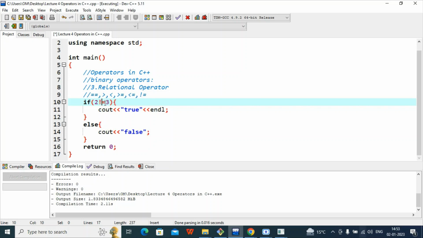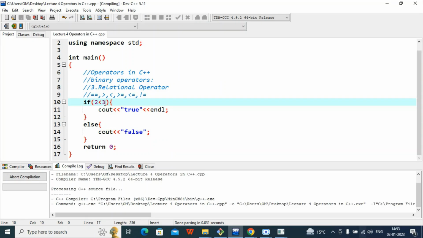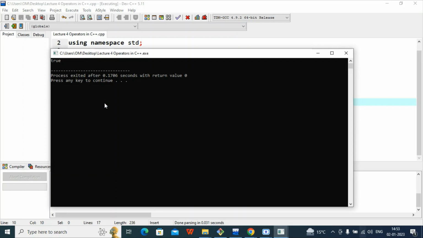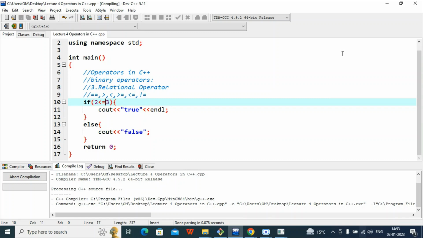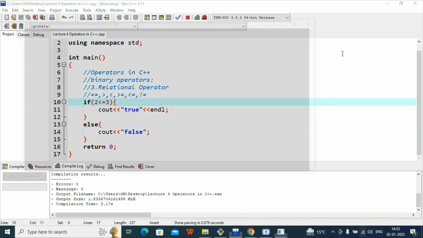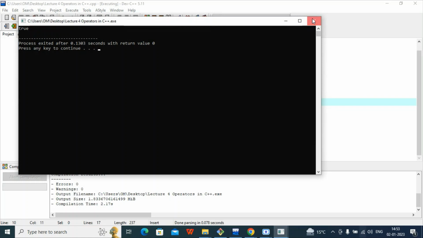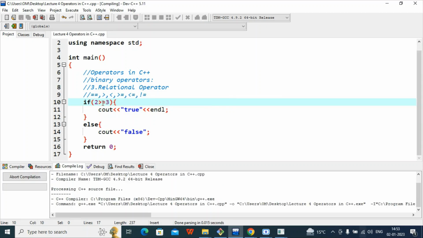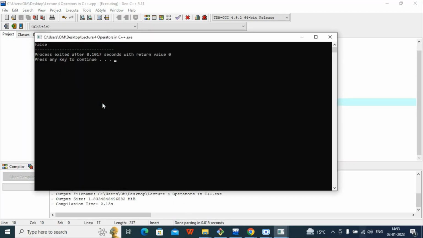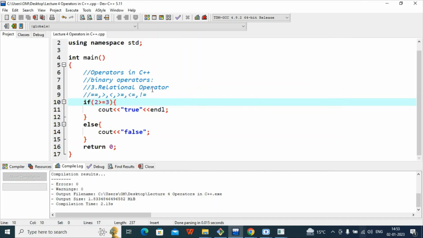Okay. Next, if I'm asking you 2 is less than 3, let us check what it will give you. It is giving you true. Yes, 2 is less than 3, right? And if I check 2 less than equal to 3, let us see what it will give you. It is giving you true, because you have also used a less than sign here. That's why it is giving you true.